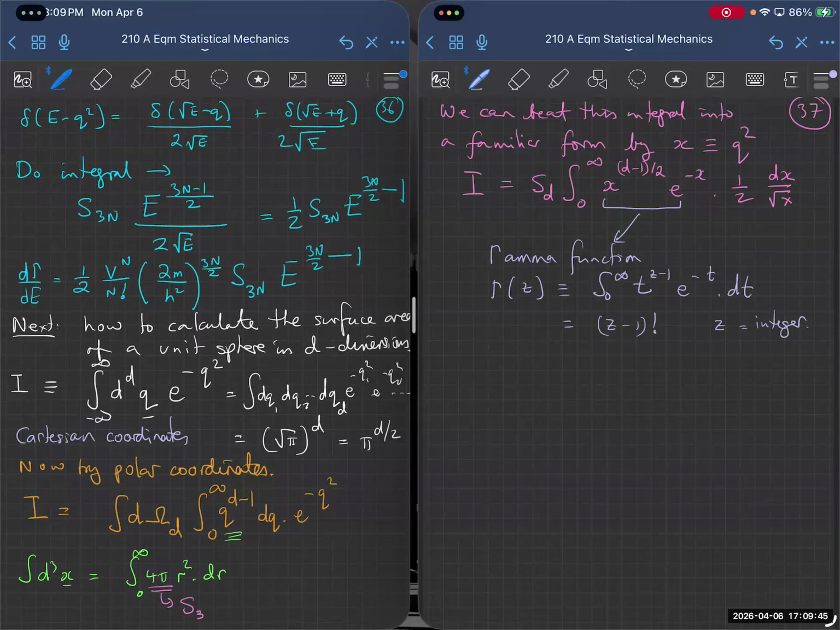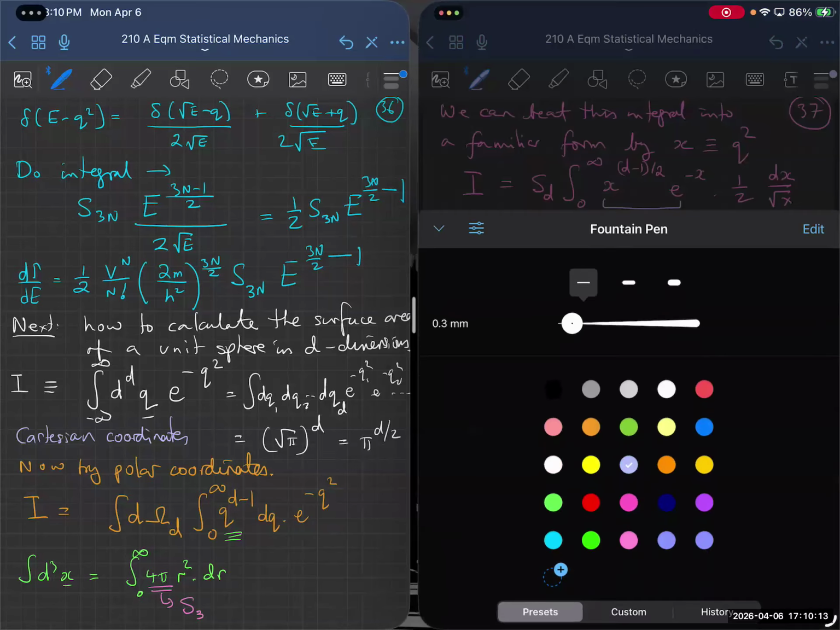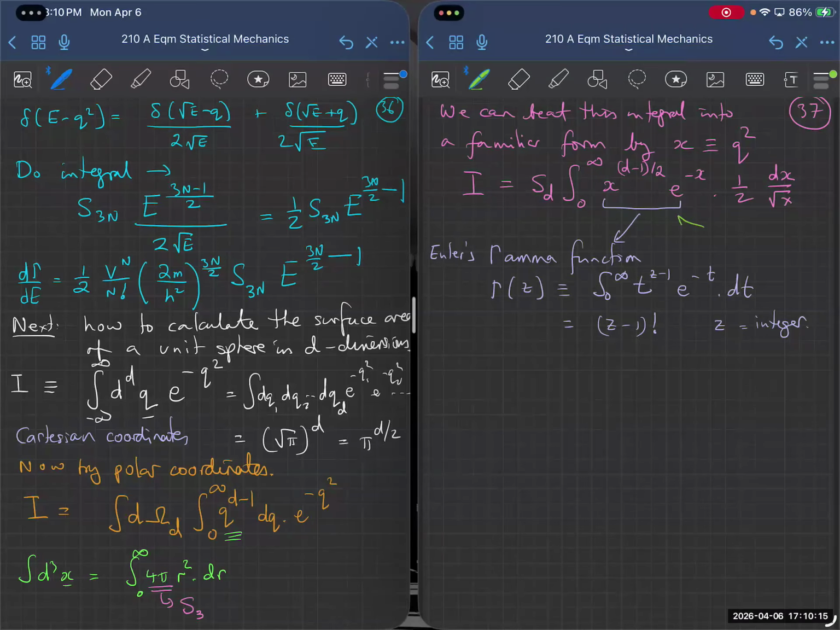And when z is not an integer, say z is 3.75, you'd ask, how could you have 3.75 factorial? Well, you can't if you think of 3 factorial as 3 times 2 times 1, but you can extend it into the complex plane, and this is the formula that does it. So this is Euler's gamma function. And the integral inside our expression here is indeed Euler's gamma function.